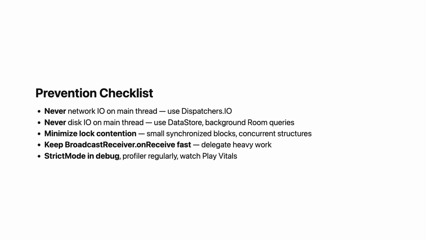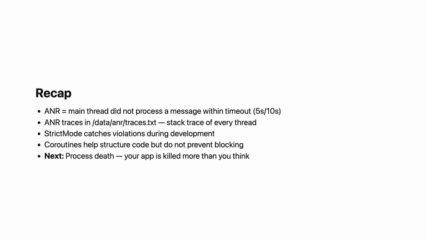4. Keep broadcast receiver onReceive fast. Delegate heavy work to a service or coroutine. 5. Use strict mode during development to catch violations early. 6. Profile regularly. Use Android Studio's CPU profiler to see what the main thread is doing during critical user journeys. 7. Watch your Play Vitals dashboard. If your ANR rate is climbing, investigate immediately.